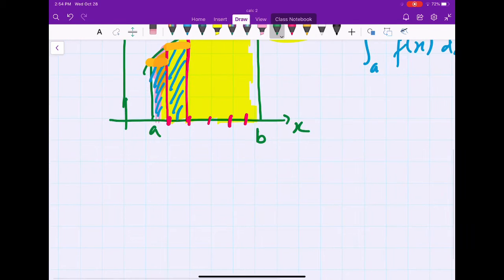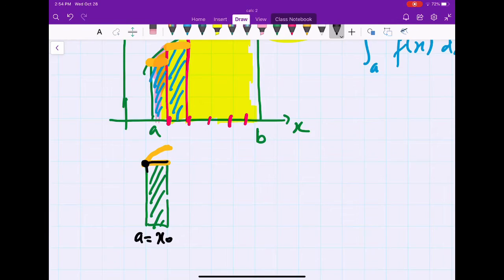Okay, let me draw another one. So that's the first piece. And I use this rectangle. So basically, I use this constant to replace the curve of the function on this interval. Does that make sense? So what is this constant? Since a is just x0, the first one should be f of x0. So I write f of x is approximately f of x0, right?